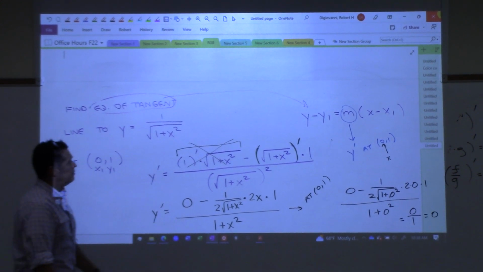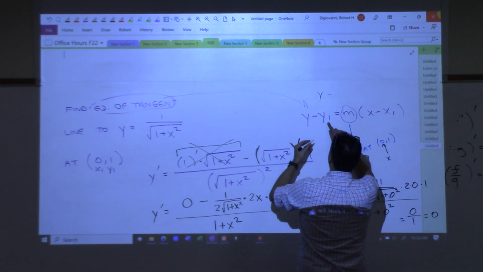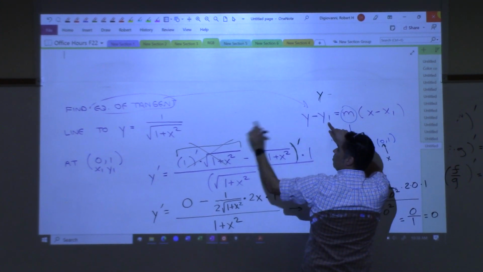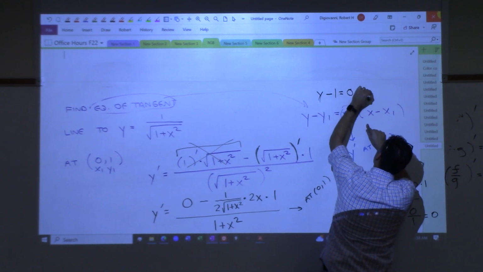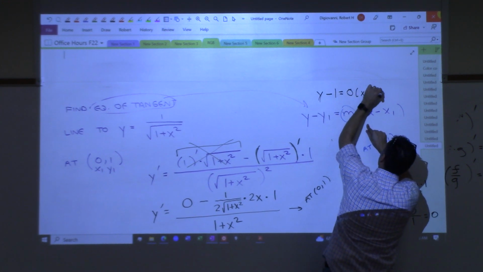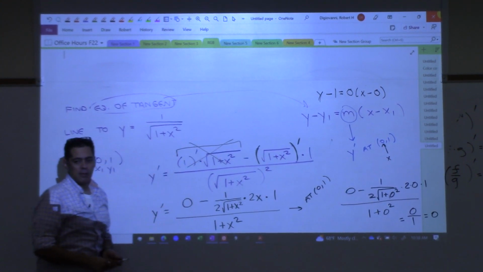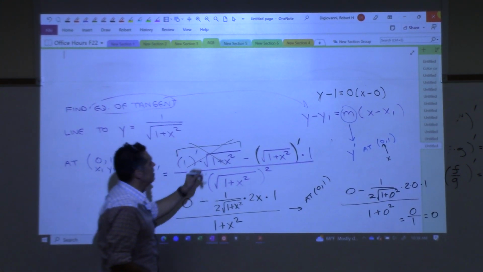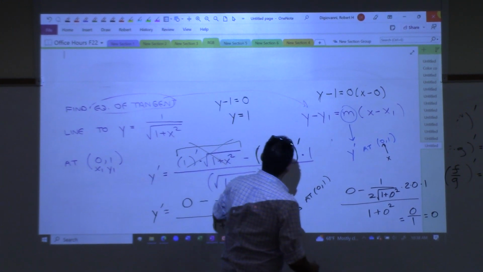So now the equation. y minus, what's y1 for us here? 1, equals 0 times x minus, this actually doesn't matter, but that's the equation of the line. And that just becomes y minus 1 equals 0, which means you have y equals 1, which is a horizontal line.